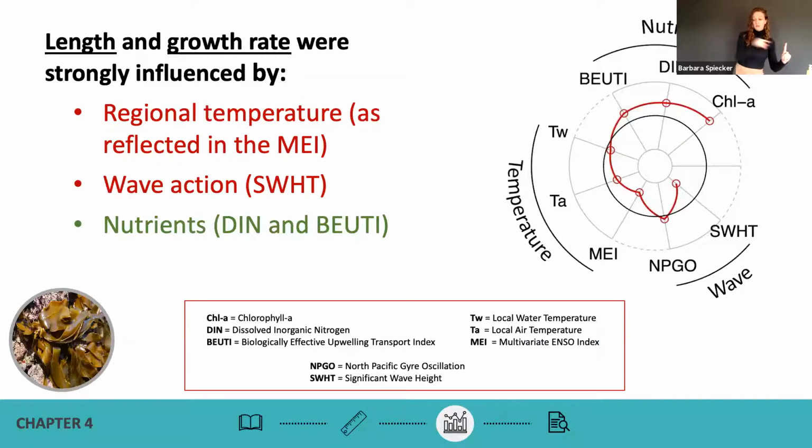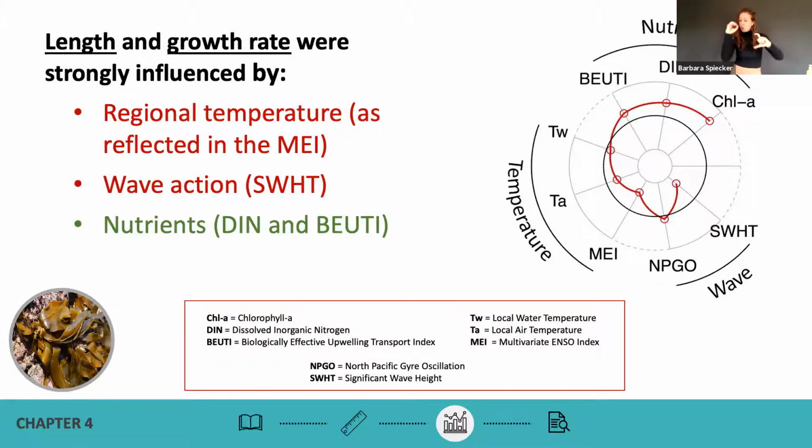Here we're looking at the correlations between length and growth rate and various environmental variables. What you're looking at here is called a radar plot. The little empty circles show the correlation between those metrics, in this case length and growth rate, and the environmental variable in question. The position of those dots shows the relationship and the strength of that relationship.